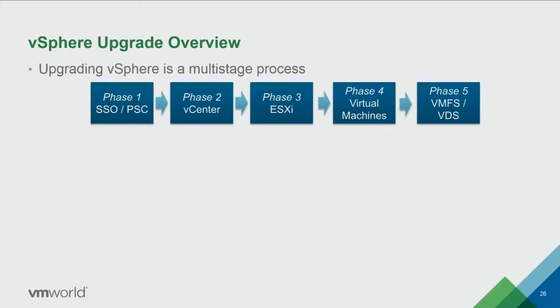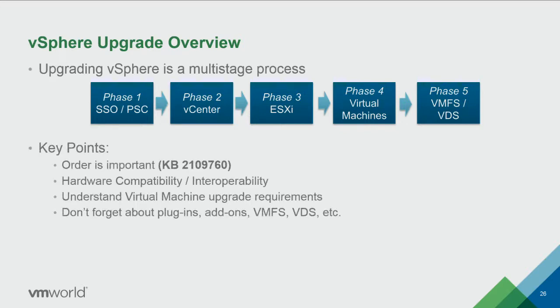You can upgrade your SSO to your PSC, and then keep running, then upgrade your vCenters over time. The one gotcha here, though, to mention is once you upgrade to the 6.0 PSC, you won't be able to add new 5.5 or 5.1 VCs to that PSC. So please be aware of that. The other thing to mention here is that we have this really great KB article that calls out the ordering.